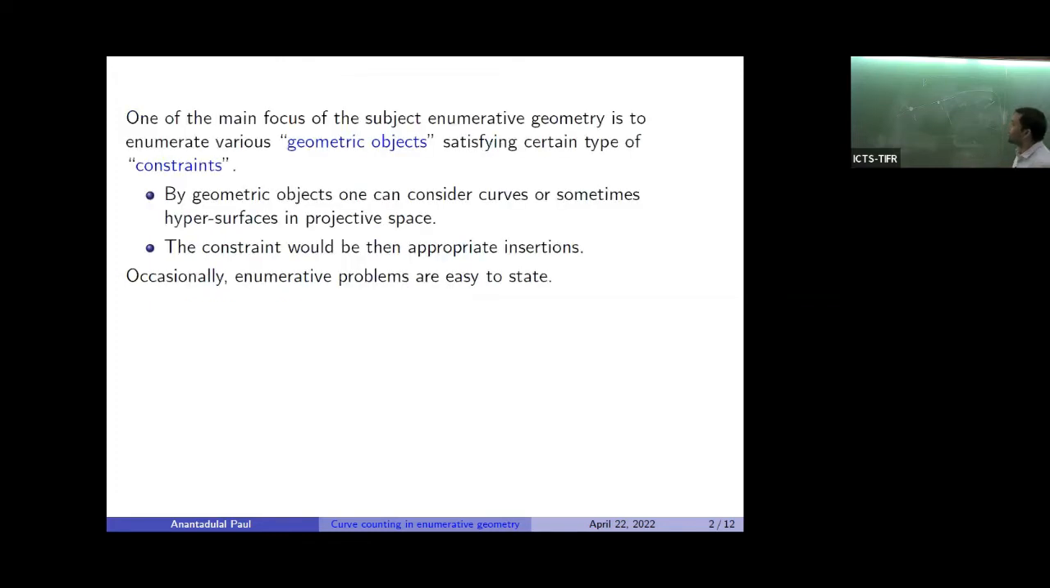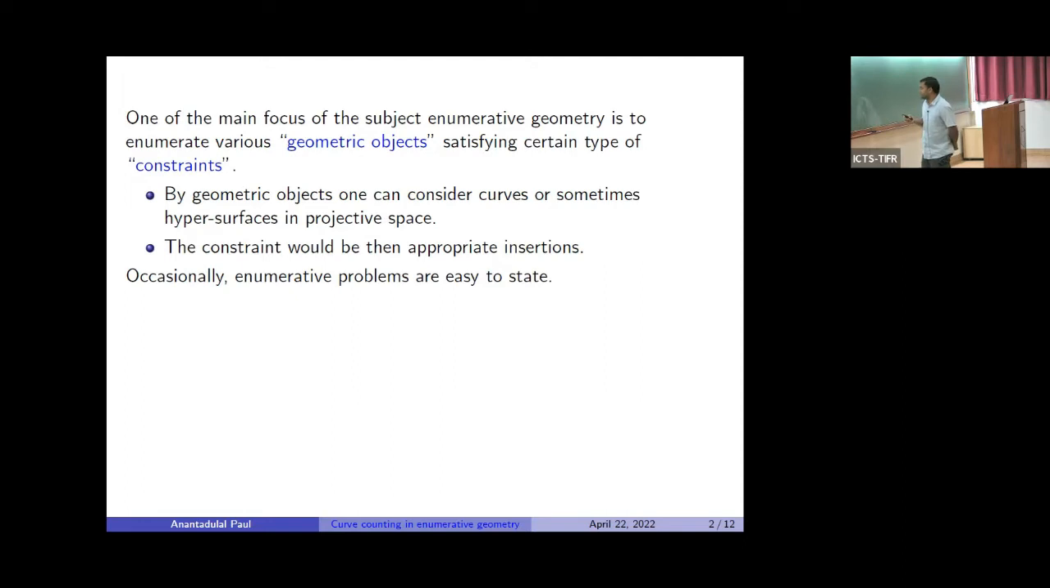More importantly, we are basically focused on enumerating various kinds of geometric objects satisfying certain types of constraints. So what are my geometric objects? Those geometric objects are various kinds of curves, or maybe hypersurfaces. Even in modern techniques, we are counting sheaves also. And then we have to impose a certain kind of constraint to get some finite answer.